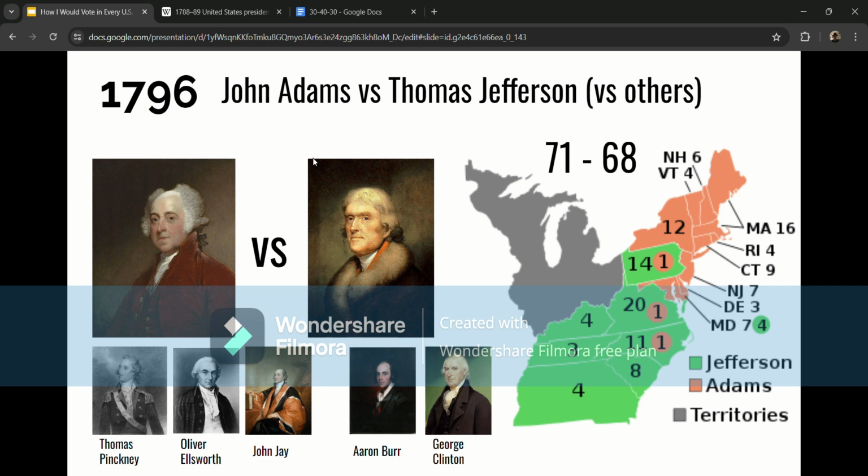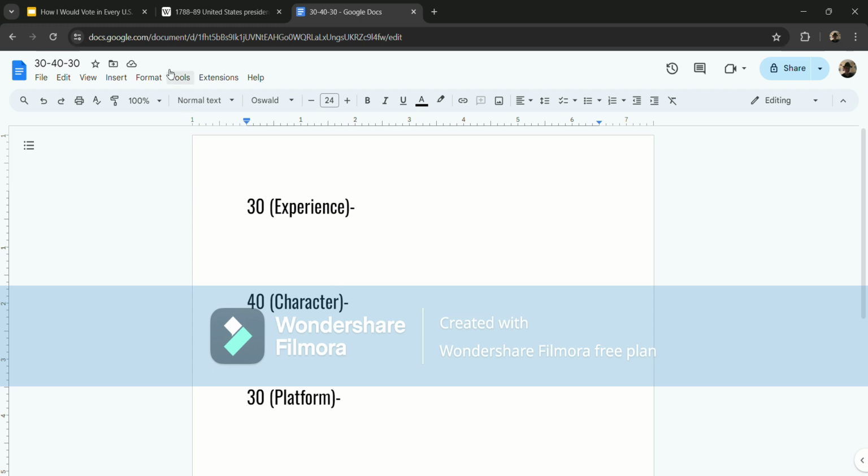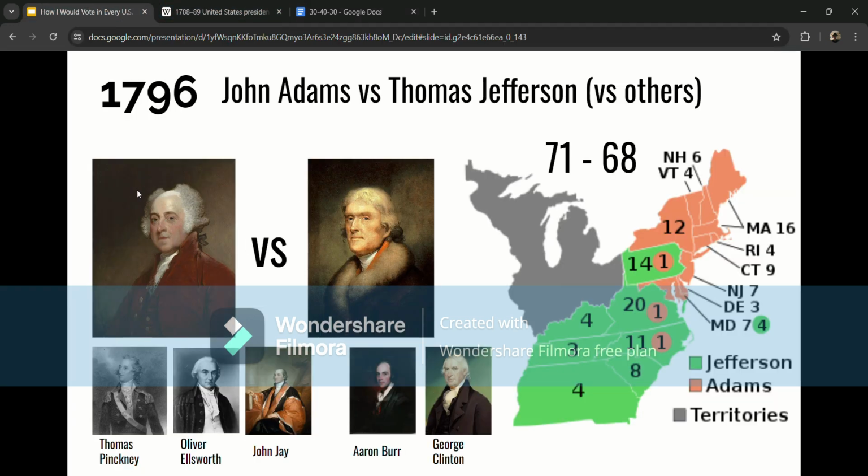Who would I have voted for in this election? So this is where, again, my 30-40-30 rule kind of comes into play. So if I were to take a look at the experience of John Adams, at this point he has been vice president for 8 years, which, if anyone actually knows, the role of the vice presidency is actually not that powerful, or at least it wasn't back in these days.